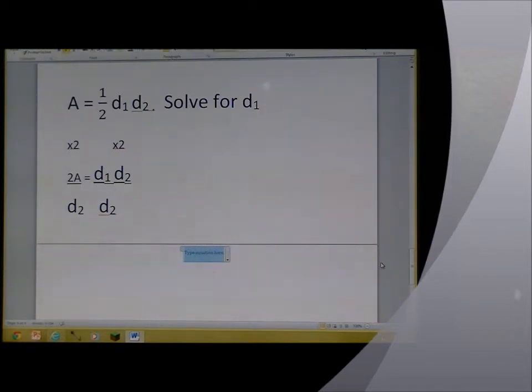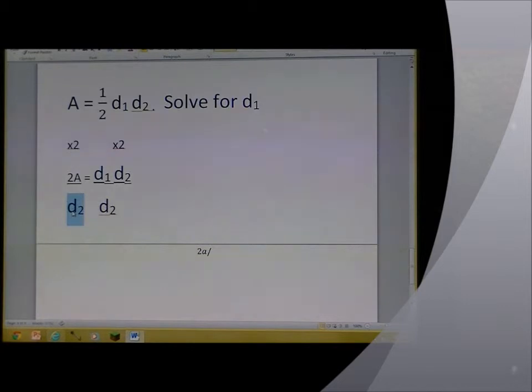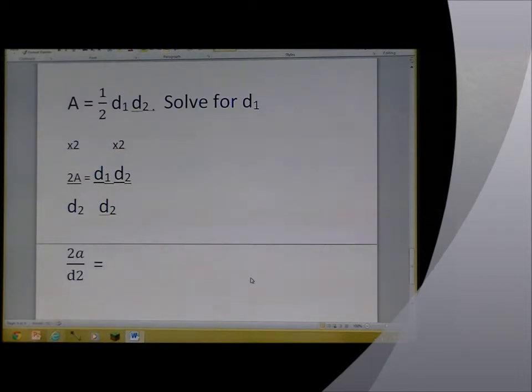It's going over here. We have 2a divided by d sub 2. I'm not sure if it'll let me do, well here, let's cut and paste. There, oh that looks a little bit funny, but okay. There. And then all we have left on the other side is that d sub 1, so we've done it. Yay.